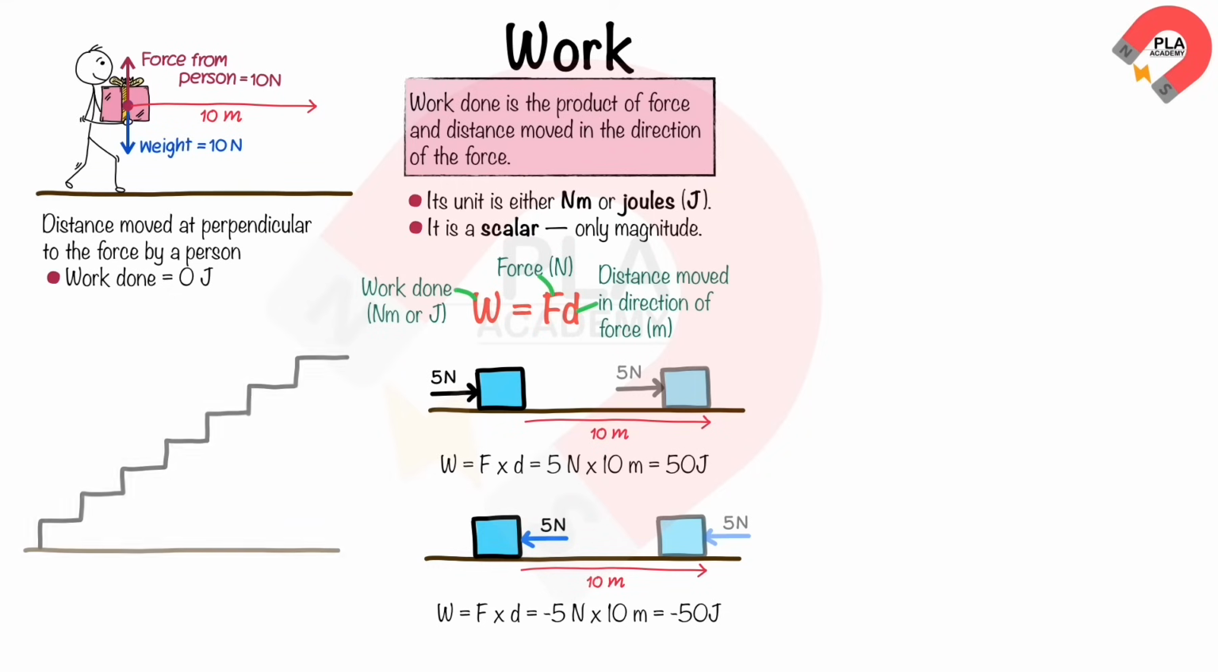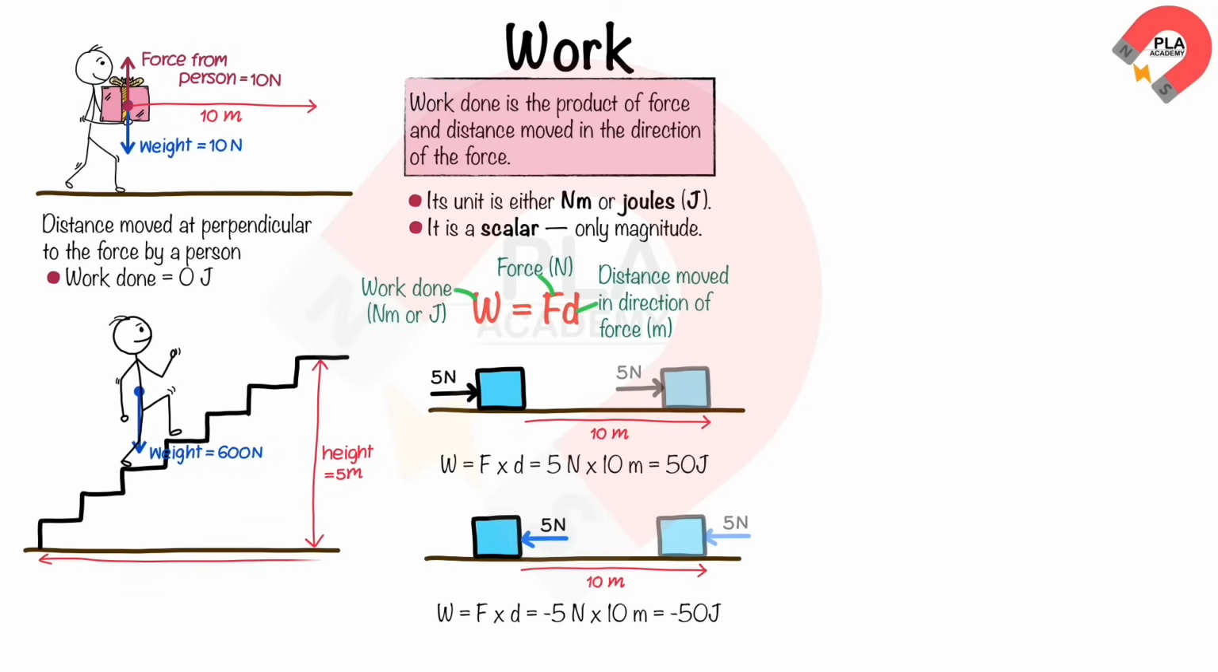In another scenario, a person with a weight of 600 newtons walks up stairs with a height of 5 meters and a horizontal length of 6 meters. Therefore, the work done by the person is 600 times 5, which is equal to 3000 joules. This is because the weight of the person and the height of the stairs are parallel.